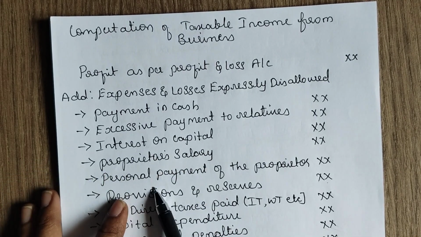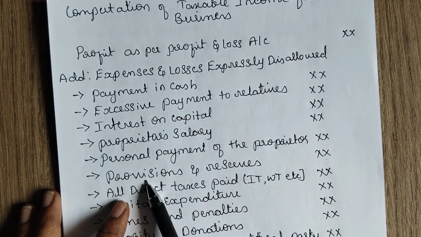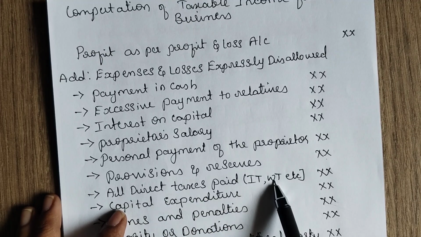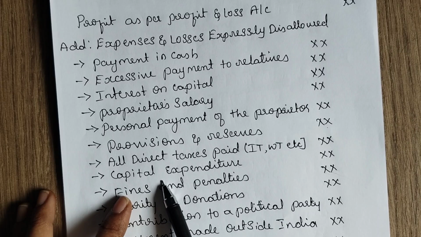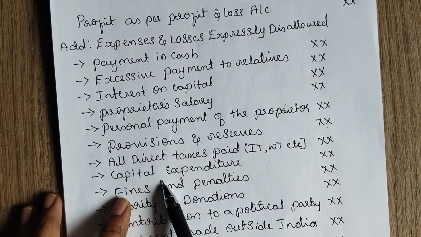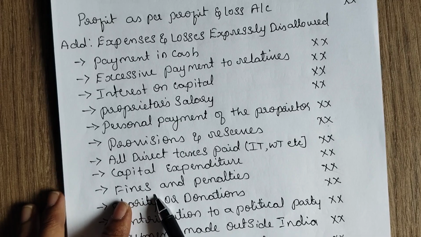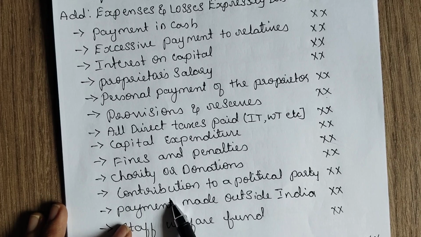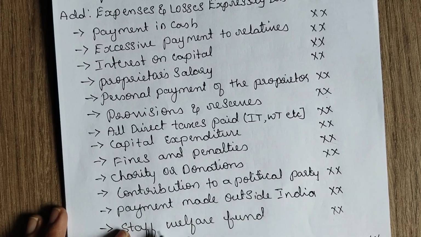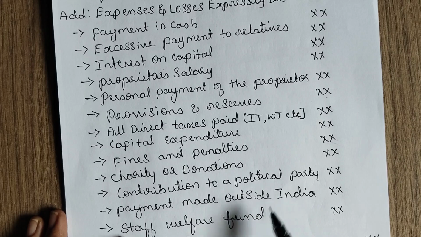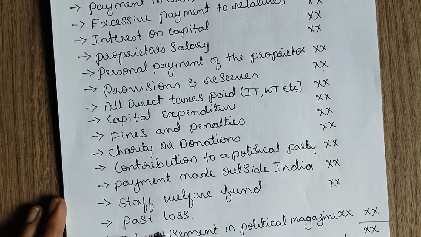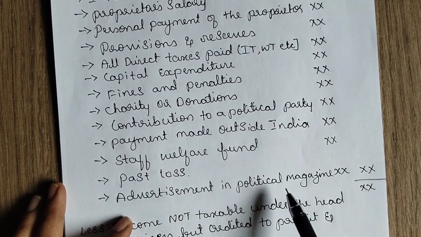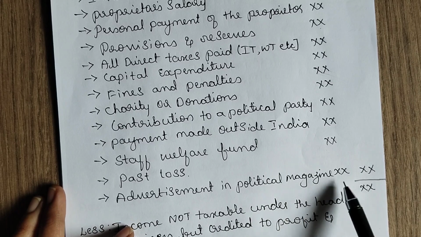Proprietor salary, then personal payment of the proprietors, provision and reserves, all direct taxes, income tax paid, wealth tax paid, this will be considered. Capital expenditure, capital in nature, will be disallowed. Fines and penalties, charity or donations paid, any contribution to the political parties, payment made outside India, staff welfare fund, past losses if there are any, that will be considered. Any advertisement to political magazines, this will be considered.